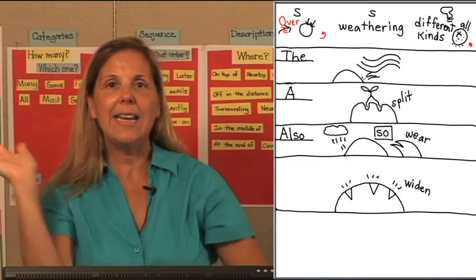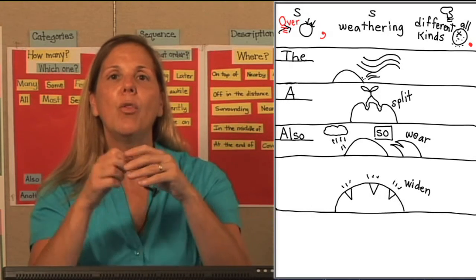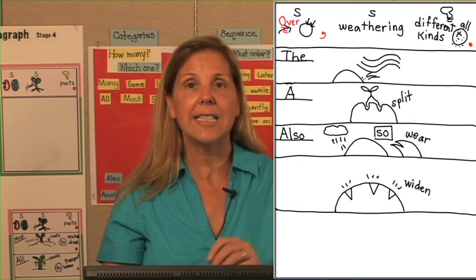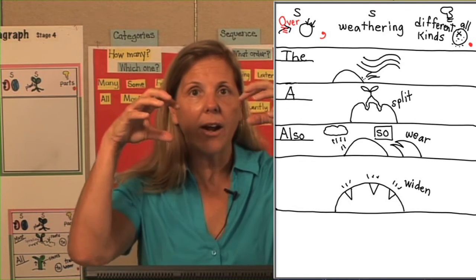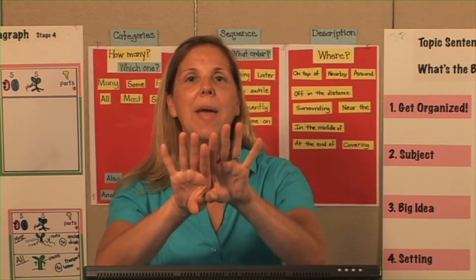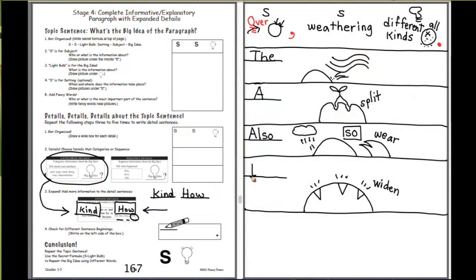Also, the rain and crashing waves will hit rocks, so they will wear away. So what are we talking about? Ice. So ice, where? Inside the cracks of a rock, make it widen and break. So let's start that sentence with what word? Ice. So let's capital it.